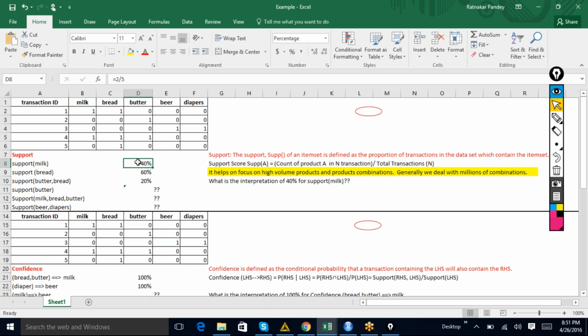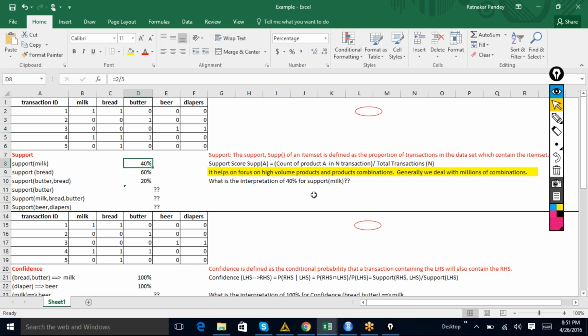Support of milk. How many times is milk being bought? Milk is bought in the first transaction, and then in the fourth transaction. So there are two transactions where milk is bought out of the total 5. So the support of milk is 2 divided by 5, which is 40%, right? How do we interpret 40%? That 40% of the transactions happening in that particular retailer contained milk.